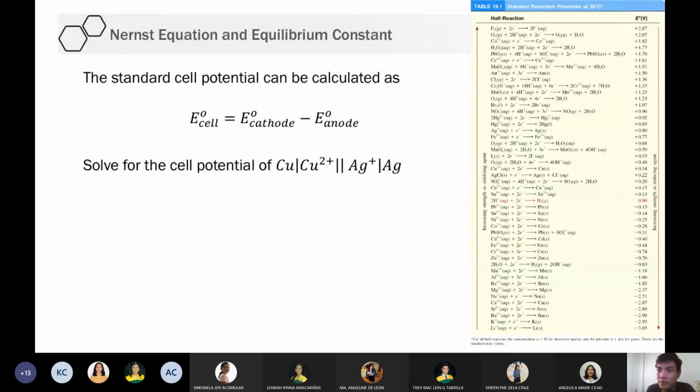Hopefully, na-discuss na. Pero if not, then ito yon. Na-discuss na rin to siguro sa lab nyo, no? The standard cell potential. So, when we say standard cell potential, ito yung voltage ng cell mo. This is the voltage of your reaction.